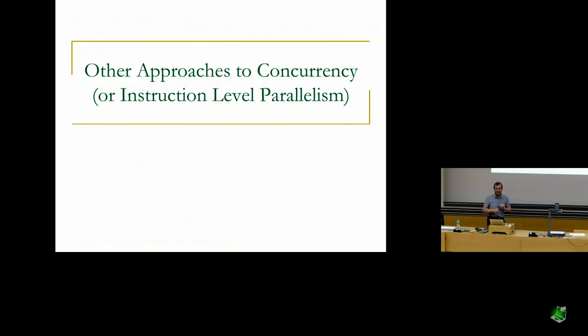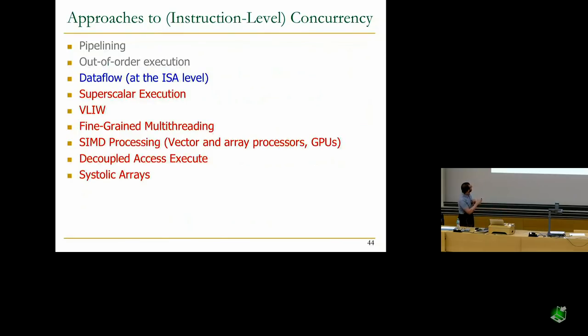Okay, in the rest of the course, we're going to look at a lot of other approaches. I'm going to cover this relatively quickly because we've actually looked at data flow at the ISA level. I'm just going to point to differences from out-of-order execution. And then we're going to cover superscalar execution today. That's an easy concept after we covered this, but we may not be able to get to VLIW today.